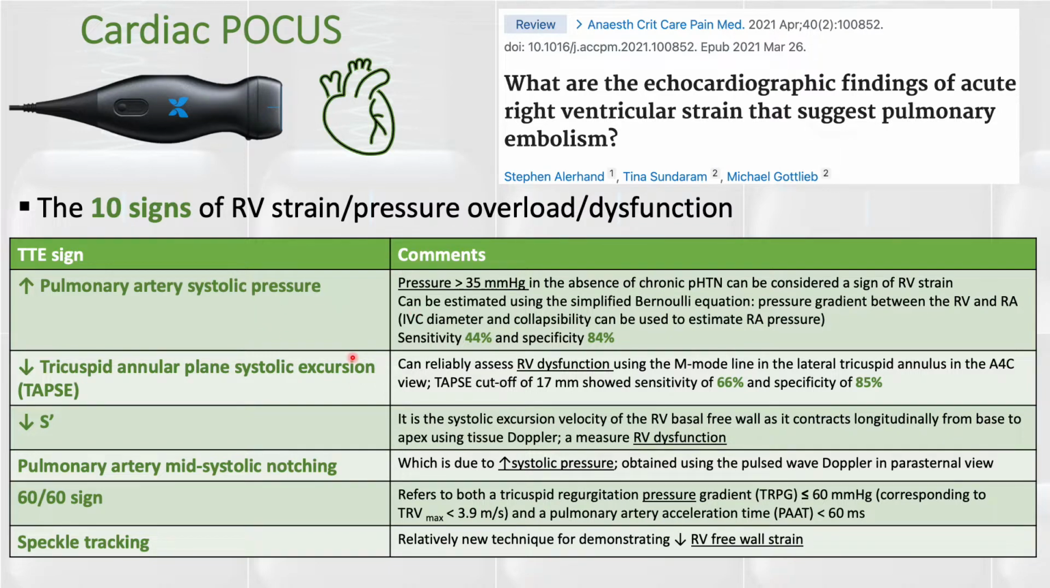Or they look at the right ventricular systolic function. So, for example, the tricuspid annular plane systolic excursion just looks at the movement of the tricuspid valve, which can indicate the right ventricular normal function or dysfunction. And the same for the S prime and the pulmonary artery mesosystolic notching and the 60-60 signs and the speckled tracking. Again, these are out of scope of the POCUS. I just brought them here if you are interested.